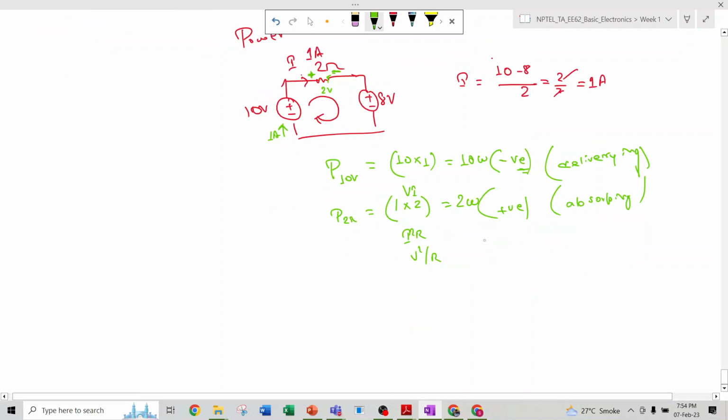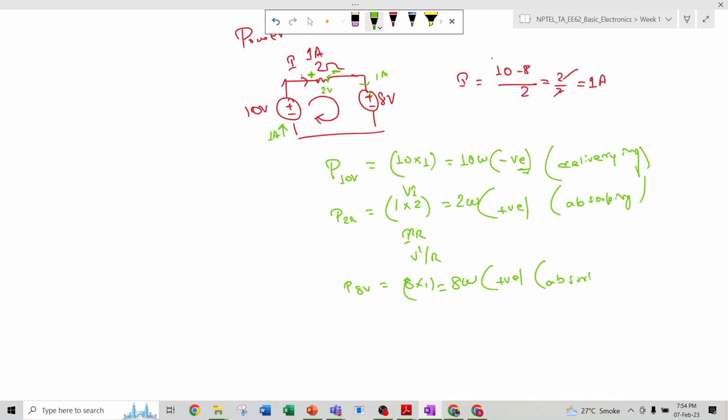Similarly, the power across 8 volt, here the current 1 ampere is flowing. Again, similar to the resistance, this 1 ampere is flowing from positive to negative, so it will be absorbing power. So 8 volt into 1 ampere, it will be 8 watt. That is also positive, that is basically absorbing power.